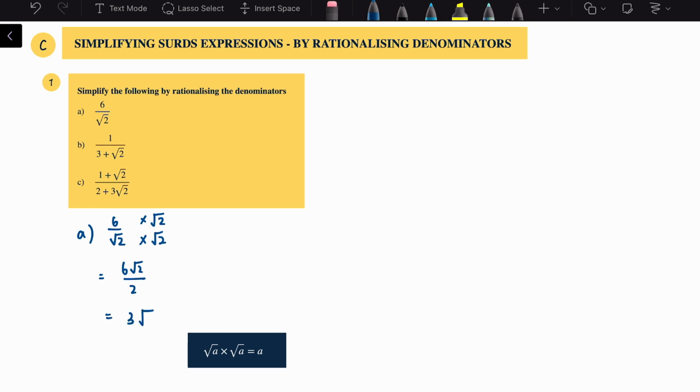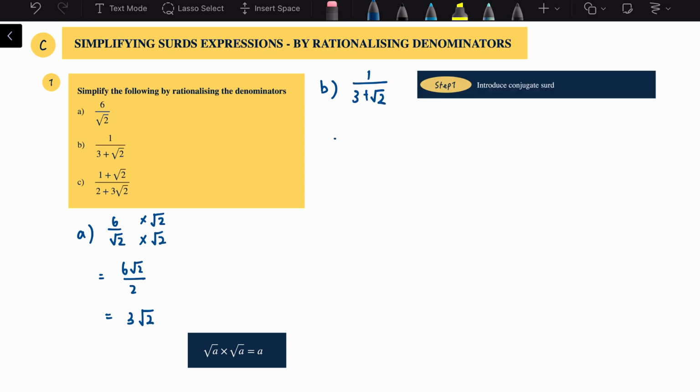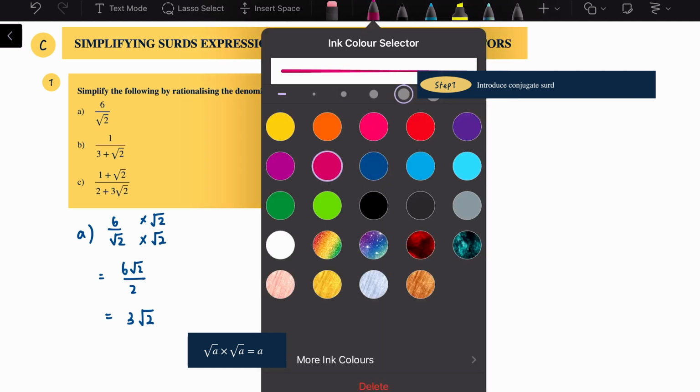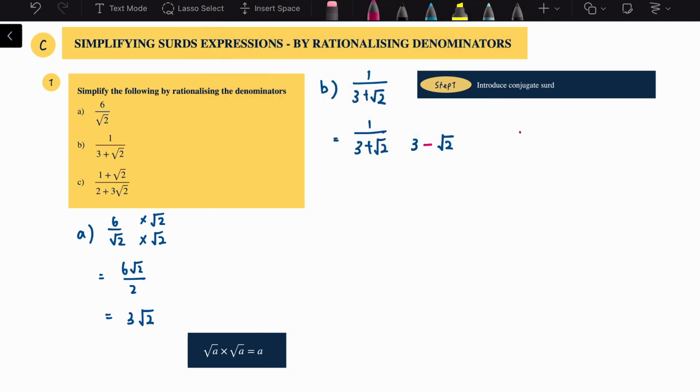Now to simplify a denominator such as this in part B, we use a 3-step method. Our very first step is to introduce a term called a conjugate surd. Not to worry about the term, it simply means introducing the same two terms but with an opposite sign in the middle. So for this case, the conjugate surd is 3 minus root 2.